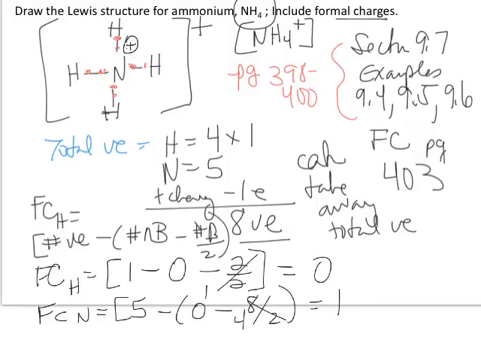Now, the other thing I want to note here is that I didn't check to make sure that everything has its complete octet or duet, and nitrogen does. Here nitrogen has 1, 2, 3, 4, 5, 6, 7, 8 electrons. So it's complete.